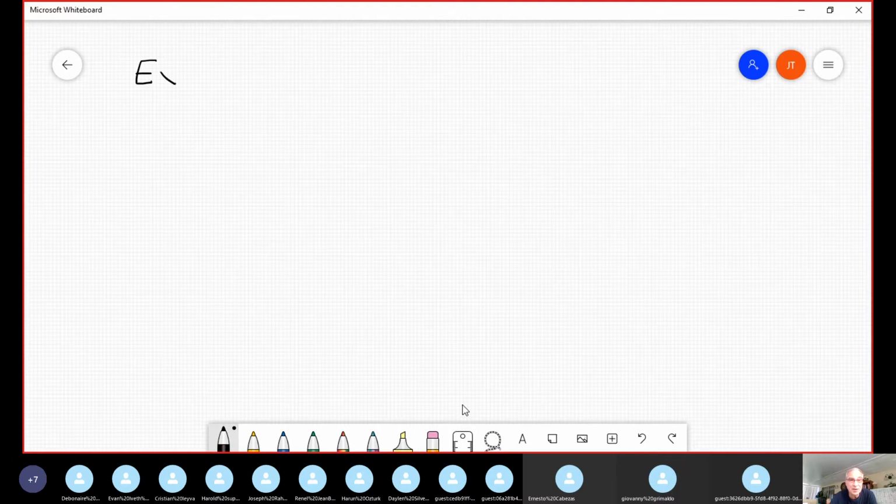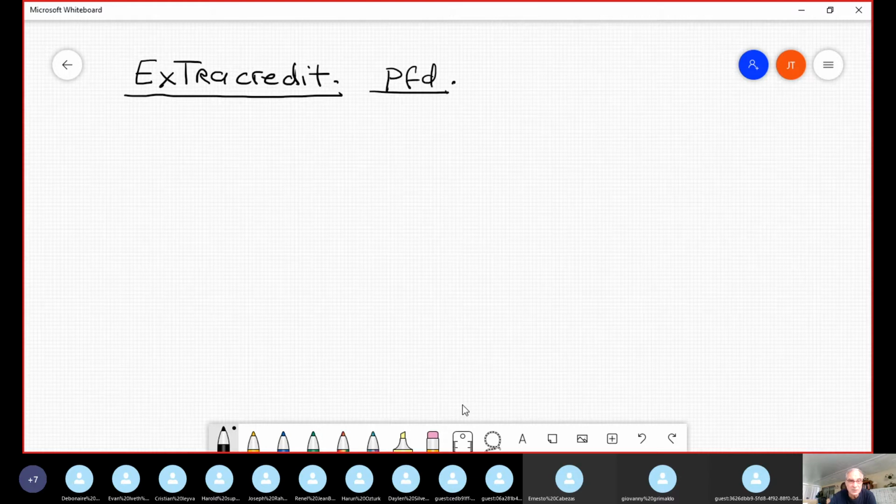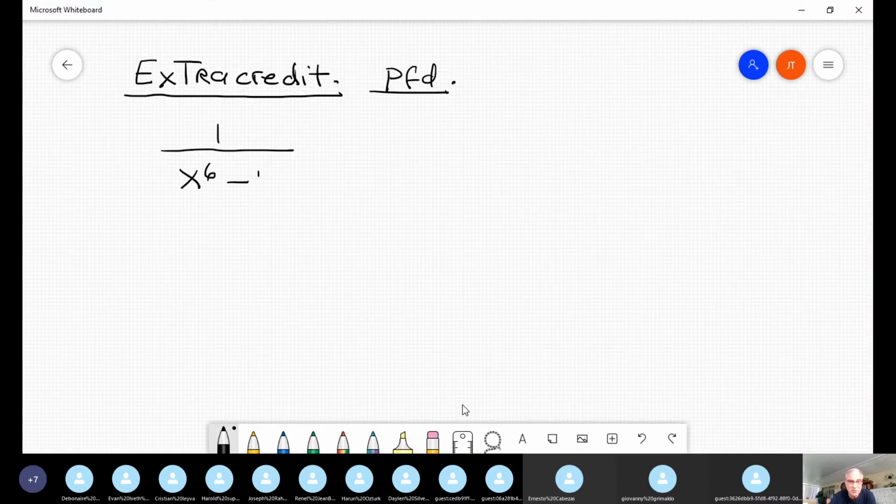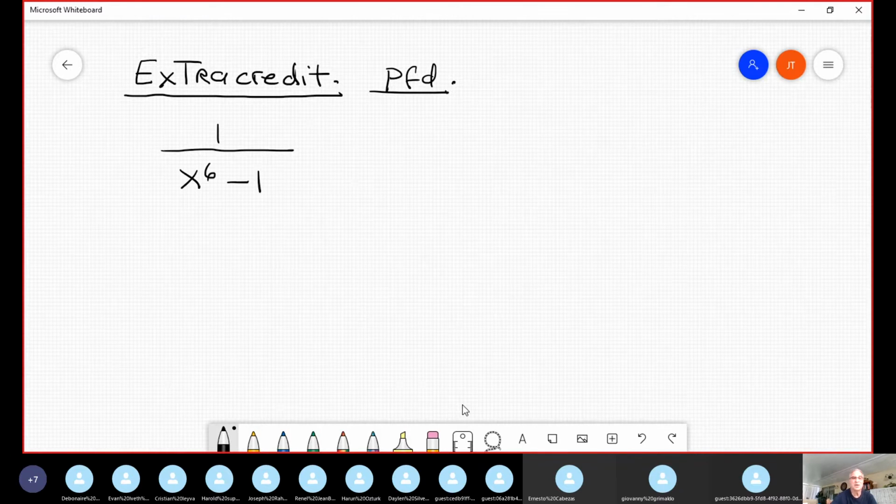Okay, then extra credit. Extra credit only for the smart guy, for the dedicated. Even if you put this problem to the tutor, they say, wow, what the hell is that? Okay, it's: perform partial fraction decomposition of the following. It's super easy. Look: 1 over x to the 6th power minus 1. Done. That's it. Break it down. 10 points.